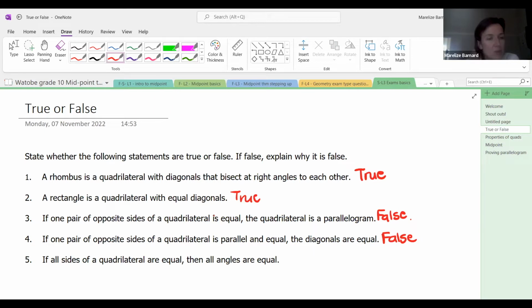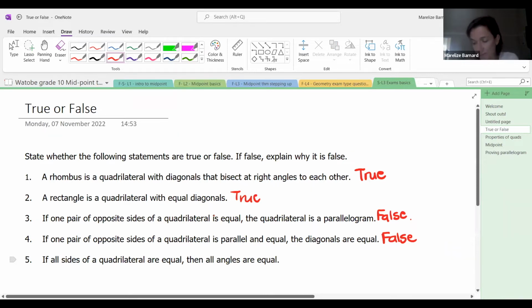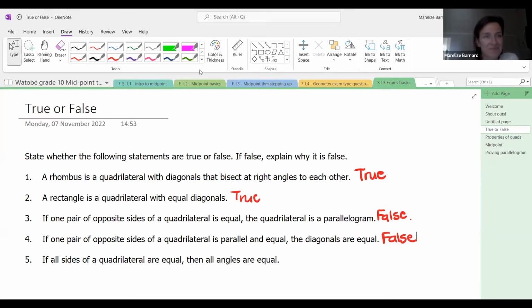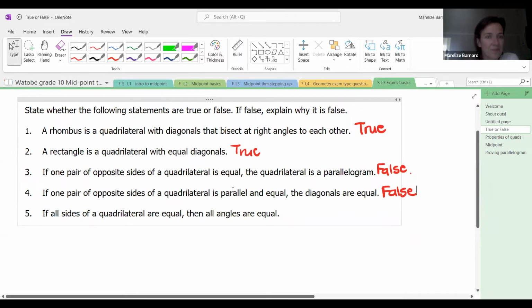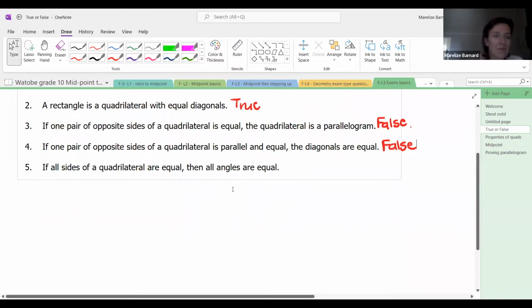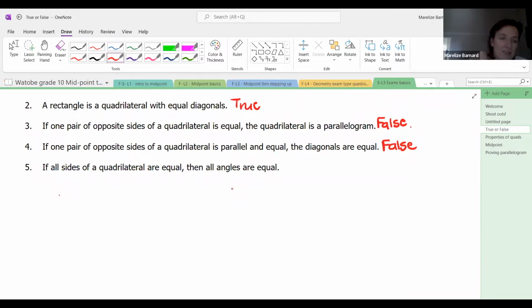Okay, and then the last one, if all sides of a quadrilateral are equal, then all angles are equal. Is that true or false? Okay, so let's think of those quadrilaterals with equal sides. Rhombus, square.